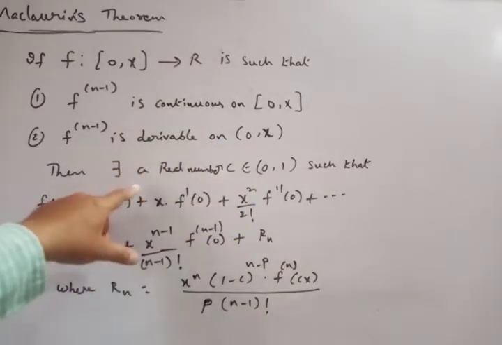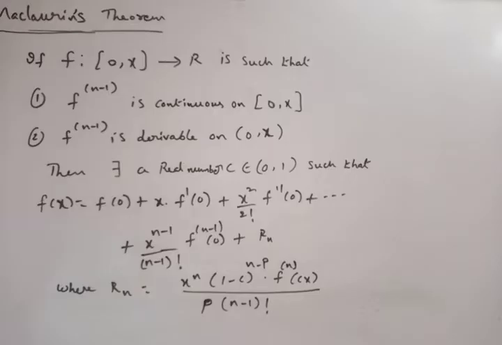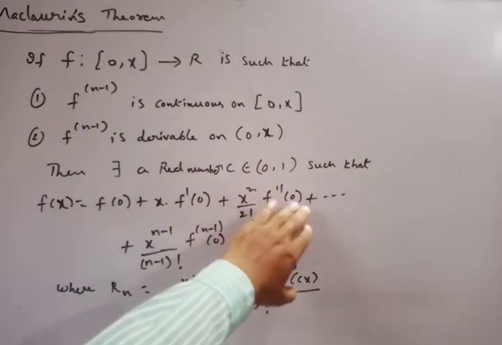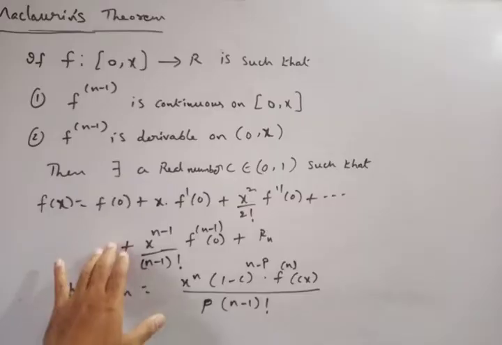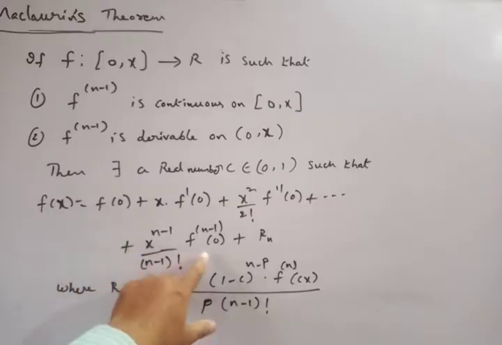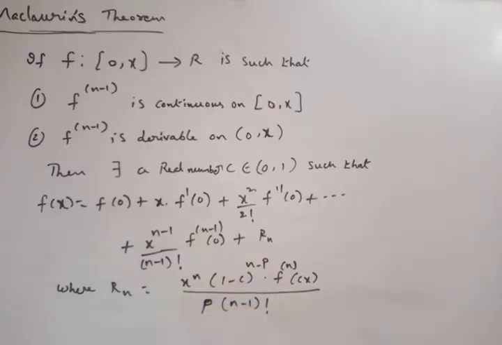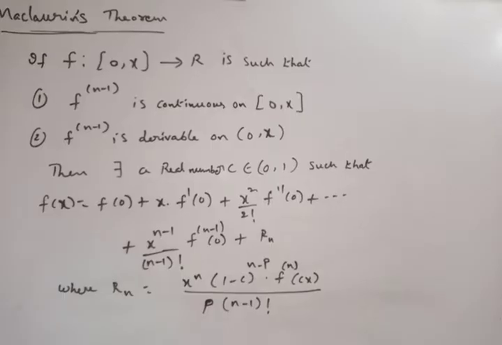Then there exists a real number small c belongs to (0, 1) such that f of x is equal to f of 0 plus x into f dash of 0 plus x square by 2 factorial f double dash of 0 plus so on plus x power n minus 1 by (n minus 1) factorial f power n minus 1 of 0 plus remainder. So what is the remainder here? Rn is equal to x power n into (1 minus c) whole power n minus p, f power n of cx, by p into (n minus 1) factorial.